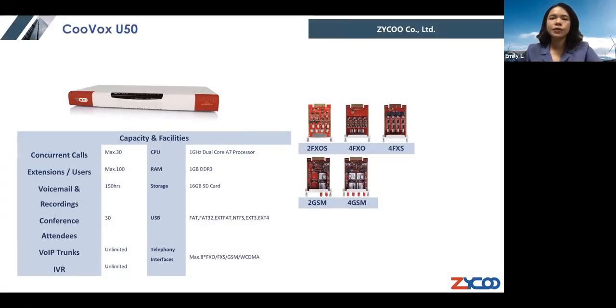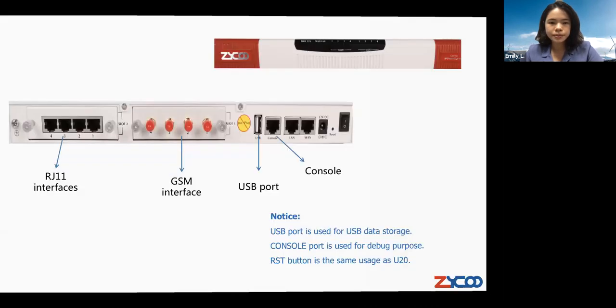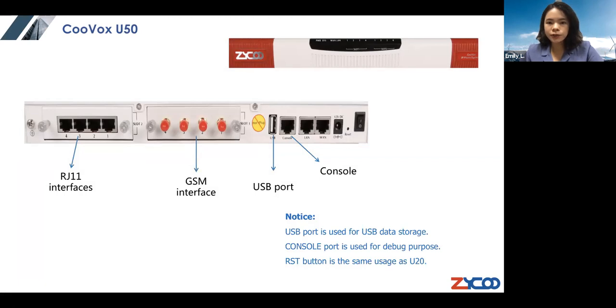Then we have our U50. The U50 supports a maximum of 30 concurrent calls and up to 100 extension users. Comparing the U50 to the U20, it has this USB port. This USB port can be used as extended USB data storage, so you can plug in a USB drive for external storage.